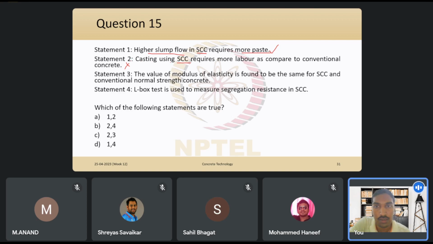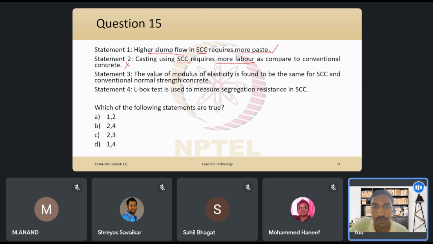So you don't need external vibration to improve your compaction. So what does that mean? It means that because you are not going to perform external compaction, you will reduce your labor requirement for the casting. So you'll have lesser labor than when you are using conventional concrete. But this statement is saying the opposite, so therefore this is an incorrect statement.